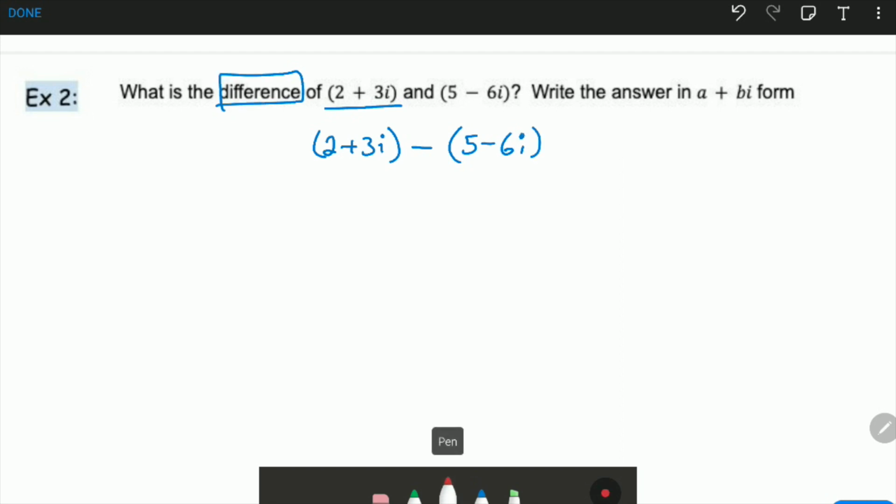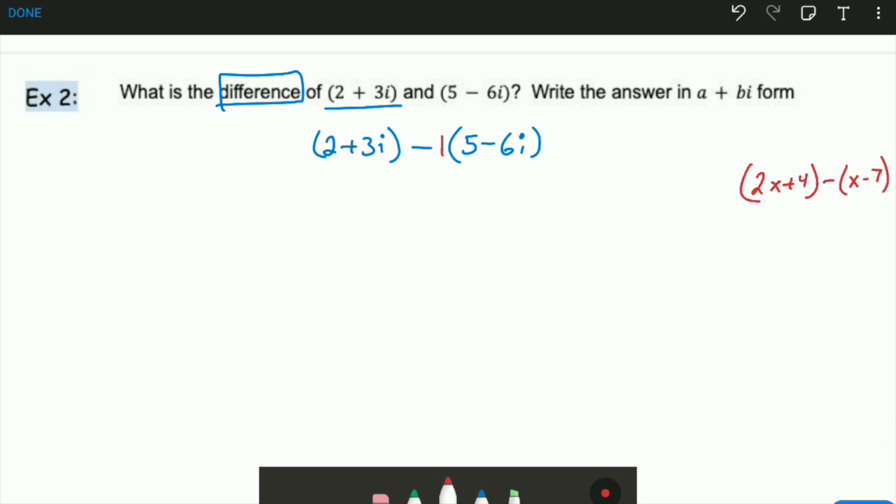Now, this is a little bit harder than addition, but it is very similar to what you probably have done before when you did it with x's in Algebra 1. So we're going to do the same idea, and there's a bunch of different ways I can approach this. The way I usually do it is anytime we have a minus sign in front of a set of parentheses, I treat it as having a negative 1 there. So it's like having negative 1 times the parentheses 5 minus 6i.